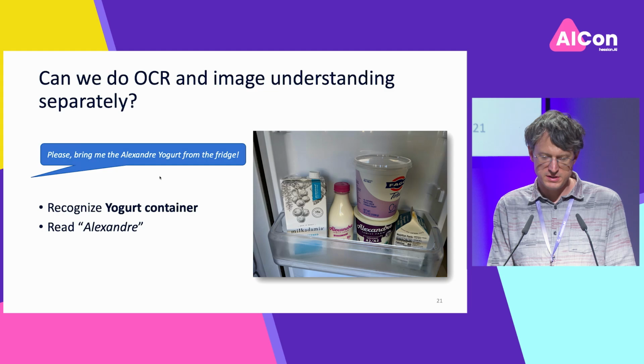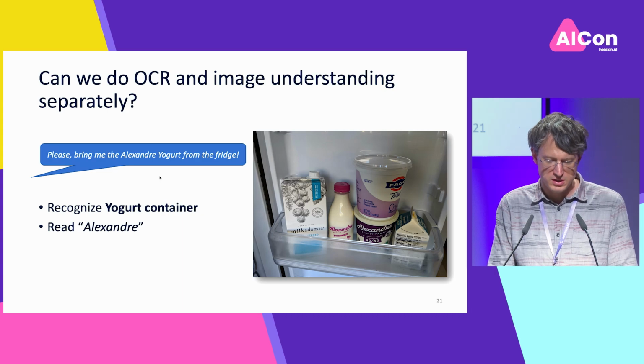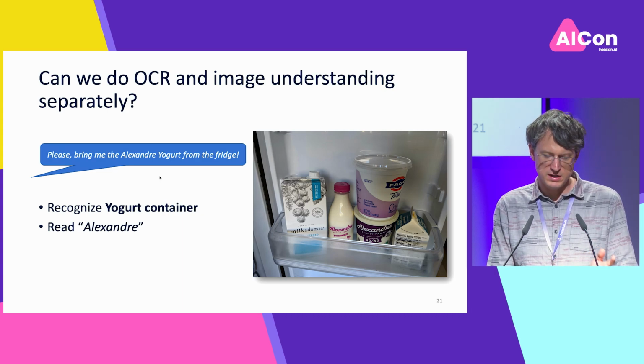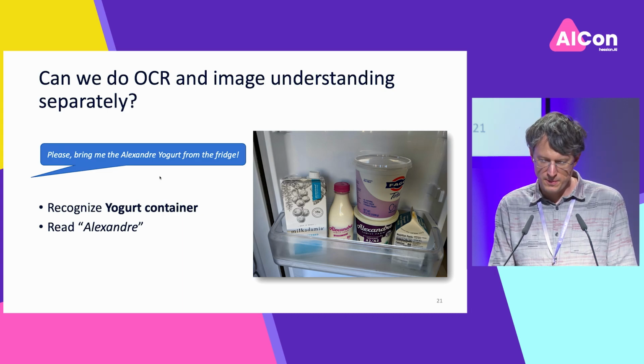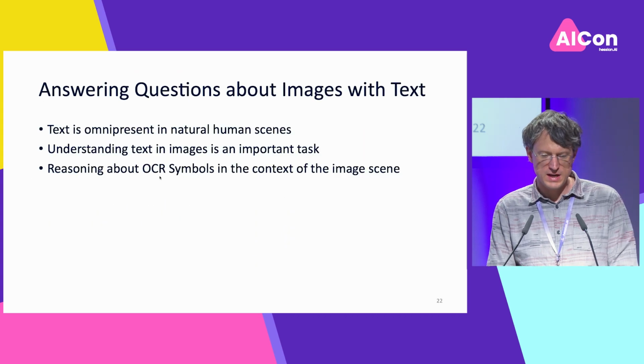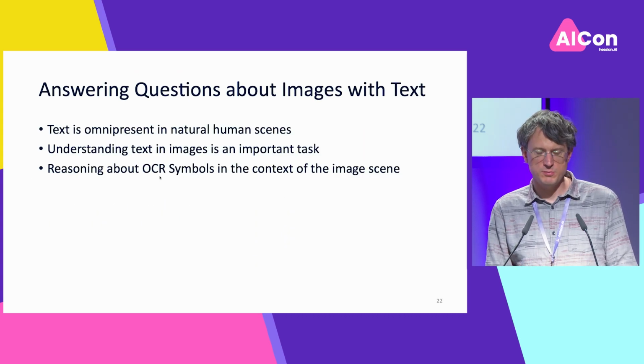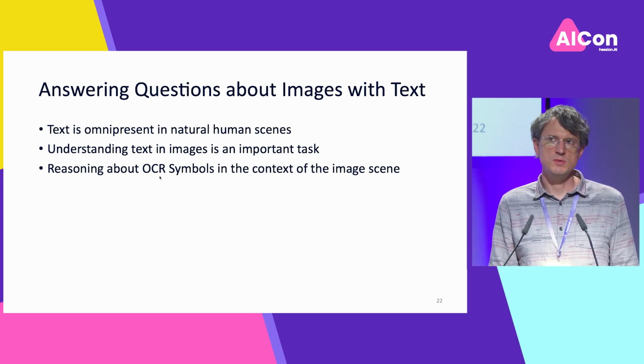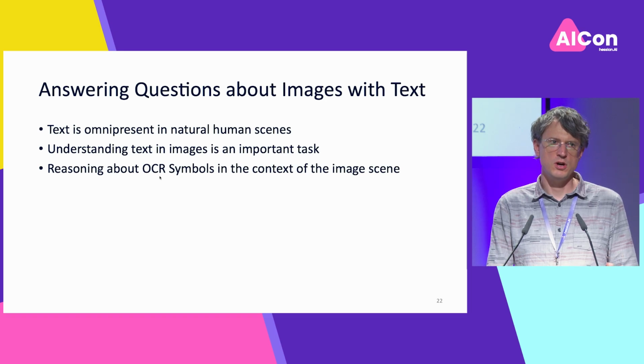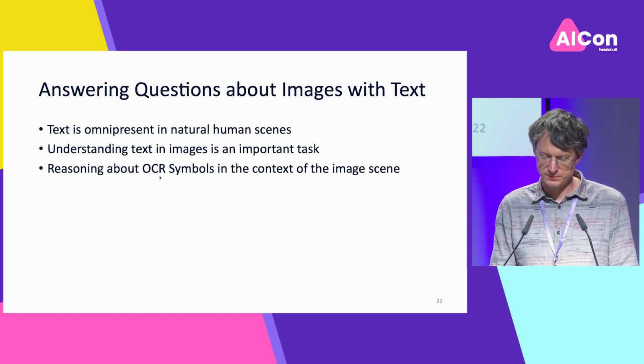There are other examples in assisted daily living. For example, please bring me the Alexandra yogurt from the fridge, and you have to recognize the yogurt container and then read Alexandra. So answering questions about text is a challenging problem, as text is omnipresent in natural human scenes. To assist humans, we'll probably need to read, and we need to reason about those symbols in the context of the image and the question.